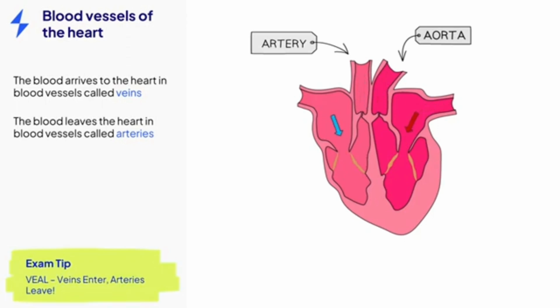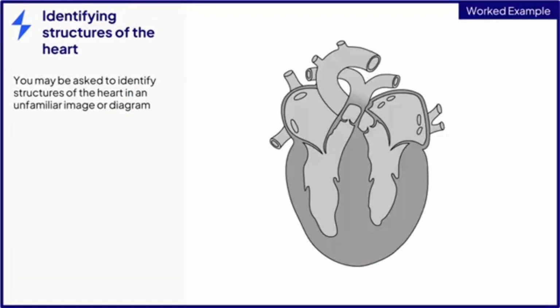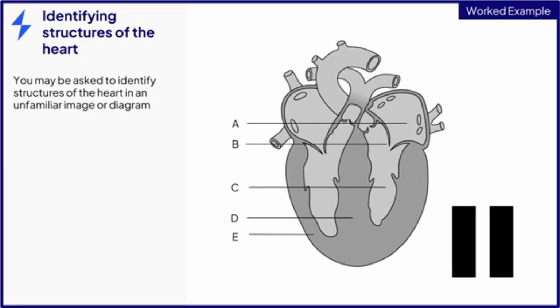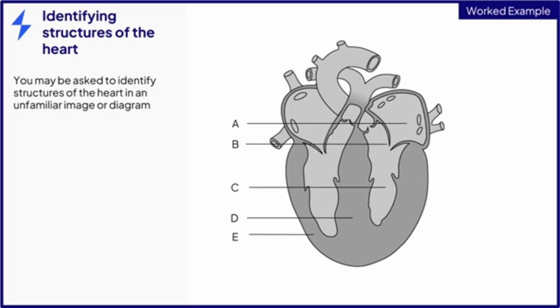Veins enter, arteries leave. Let's take a look at identifying some of these structures from a different diagram, such as you may be asked in an exam. Here you can see structures labelled A to E. Pause the video and see what you can identify. We'll go through the answers now and see how you did.